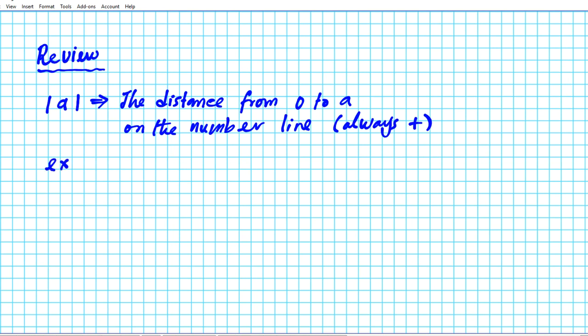So for example, if you want to find the absolute value of 3, okay, the absolute value of 3 is 3. Well, why is that? The reason why the absolute value of 3 is 3 is because on the number line, the distance from 0 to 3 is basically 3 units. So let's say 1, 2, 3. So the absolute value of 3 is how far is this number from 0 on the number line. So it's 1, 2, 3. It's 3 units. So that's why the absolute value of 3 is 3.